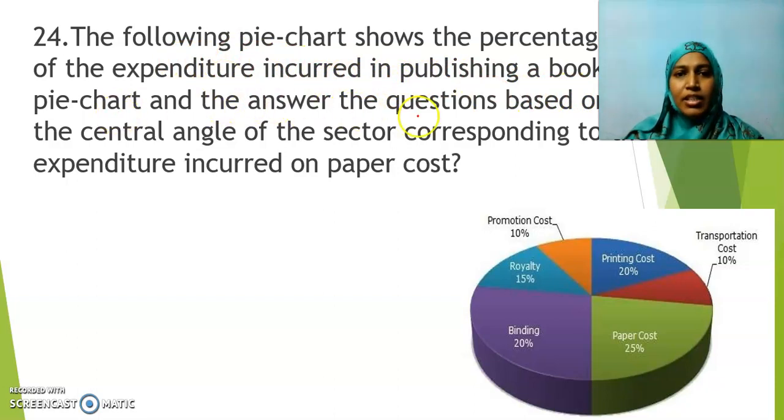Study the pie chart and answer the questions based on it. What is the center angle? Again, I have to find the center angle. Here they have given us the percentage. So out of 100, I know it is 10.